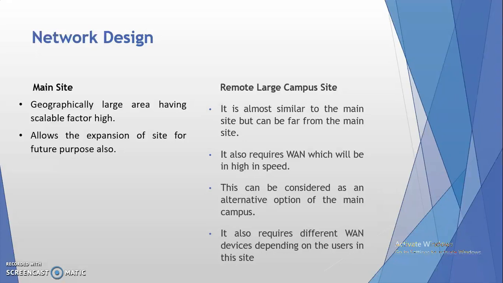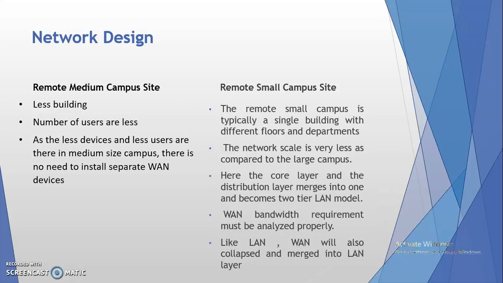In order to design this network, there are basically four sites for a small and medium enterprise: main site, remote large campus site, remote small campus site, and remote medium campus site. The main site is a geographically very large area with a high scalability factor, while the remote large campus site is similar to the main site but far away from it. It is to be considered as an alternative option to the main site. It requires a high-speed WAN connection.